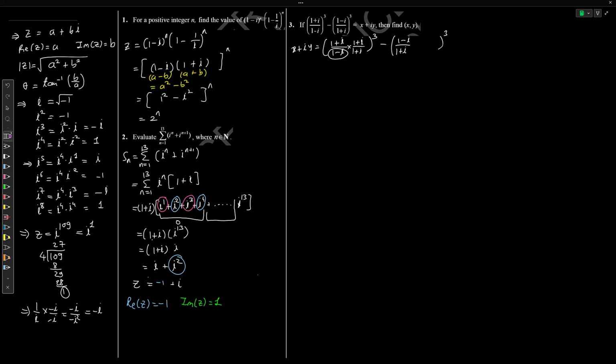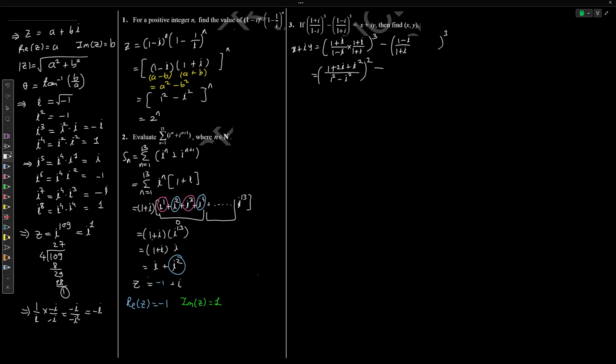So let's simplify. In numerator we have (1 plus i) whole square. So expand it: 1 plus 2i plus i square. And in denominator we have (a minus b) into (a plus b), so we can say (1 square minus i square) the whole square. Right?